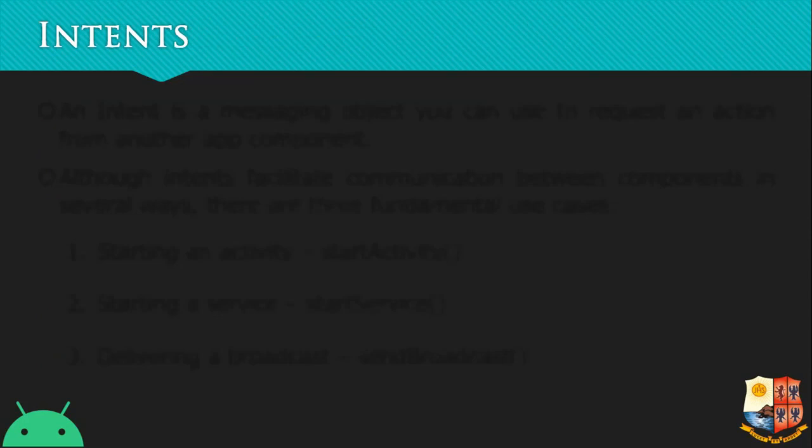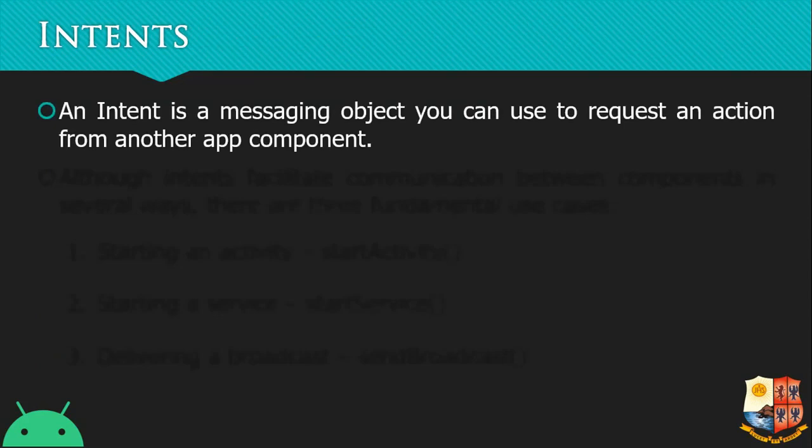Let me begin. First of all, what is an intent? An intent is a messaging object you can use to request an action from another app component. This is the technical definition from the Android documentation, but let me break it down for you. What is a component? What is an object? We have seen 4 components in Android, ABCs: activity, broadcast receiver, content provider, services. These are the 4 different components of an Android application.